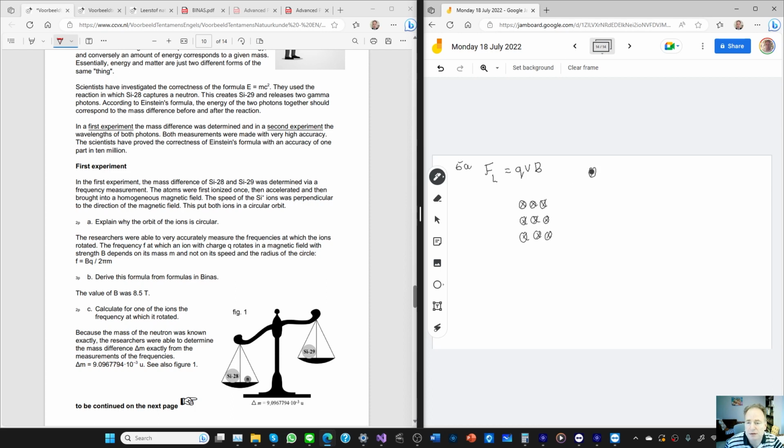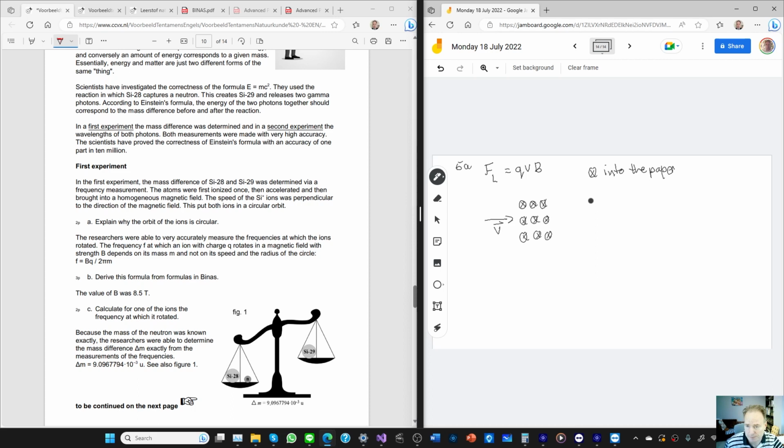And this means into the paper. So then you have your ions coming in, and the direction of the force is given by the right hand rule.